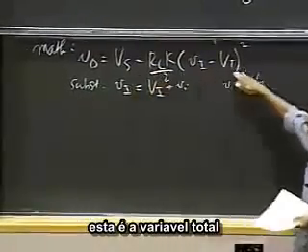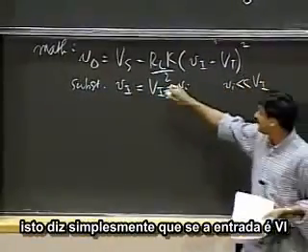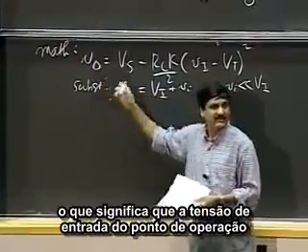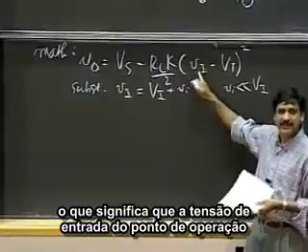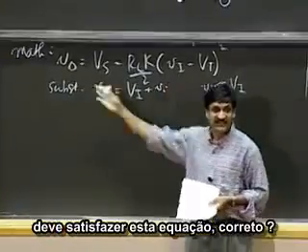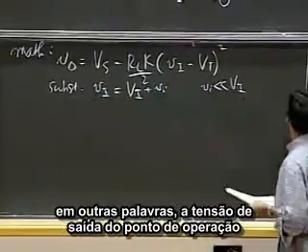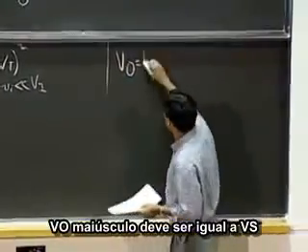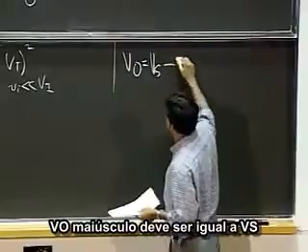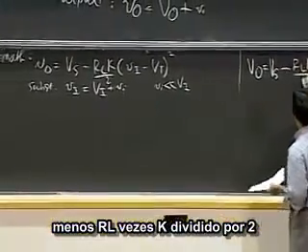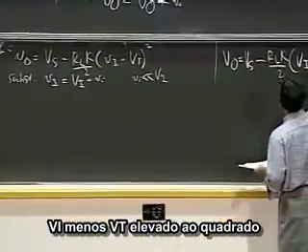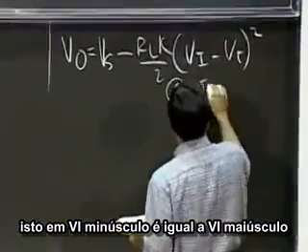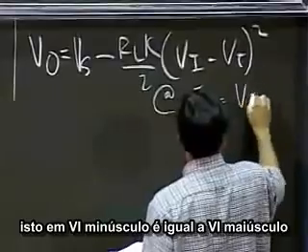Let me write another equation here. This is the total variable. This simply says that if the input is VI, then the output is going to be VO, which means that the operating point input voltage should satisfy this equation. In other words, the operating point output voltage capital VO should equal VS minus RL K divided by 2 times (capital VI minus VT) whole squared. This is at VI equals capital VI.